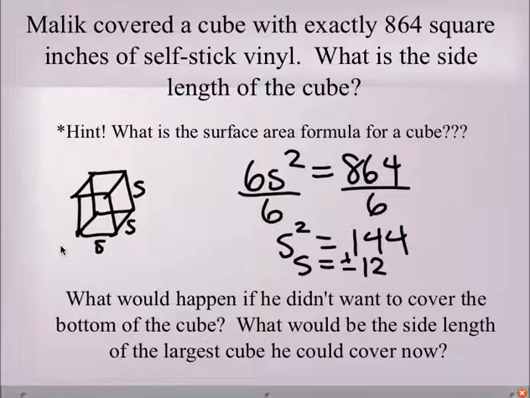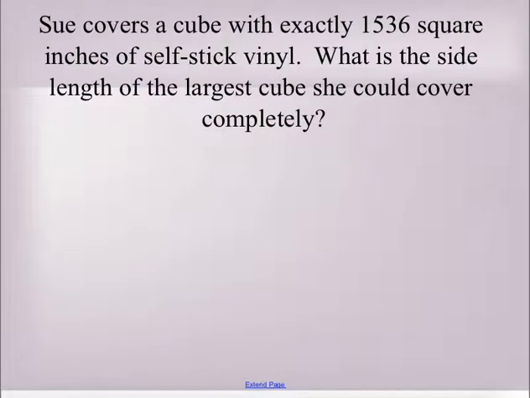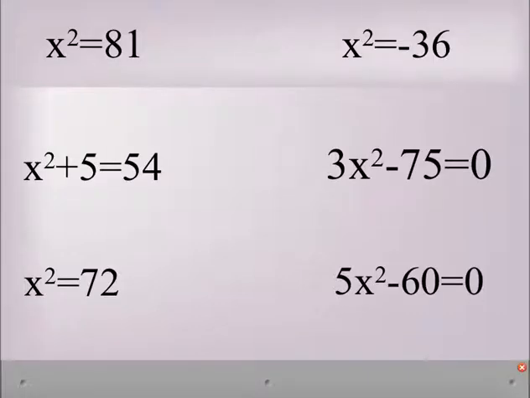So you can try this part on your own. What would happen if he didn't want to cover the bottom of the cube? What would be the side length of the largest cube he could cover now? So if he still has that 864 inches of self-stick, but we don't have 6 of them, we only have 5 of these faces, well, what would be the largest that you could do? So you can think about that, all right, and solve. Okay, similar idea here. You can try that on your own. And here are some others. I'll just pick a few here.